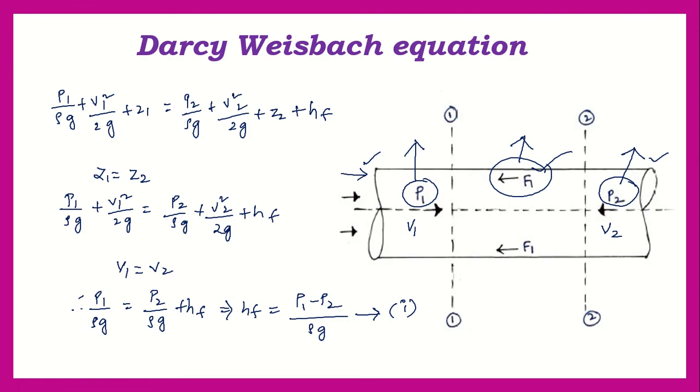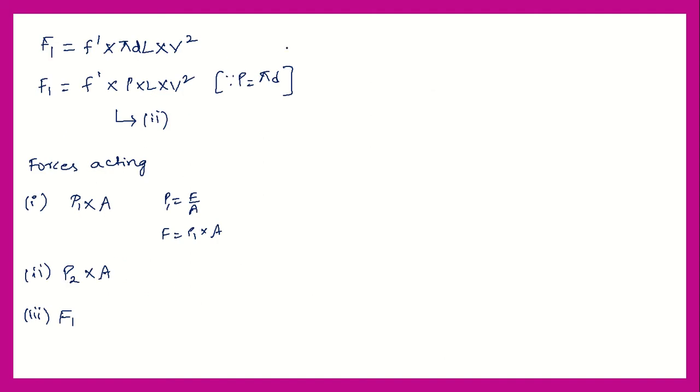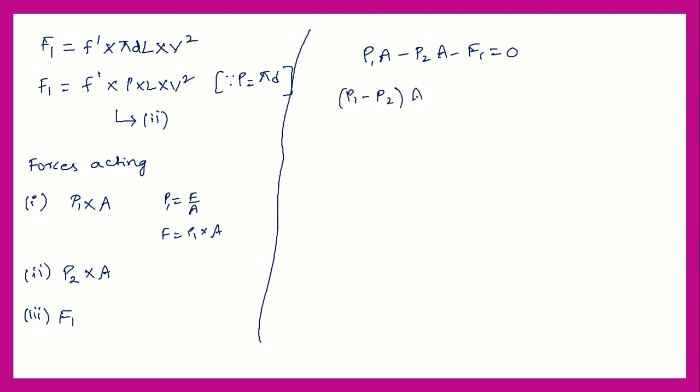Now we will apply the equilibrium concept for these three. You can see in the figure, P1 is moving towards the right, F1 is moving towards the left, and P2 is also moving towards the left. So when we apply equilibrium, summation of all forces equal to 0, we take right side forces to be positive and left side forces to be negative. So finally our equation turns out to be P1 into A, because P1 is moving in the right hand direction, minus P2 into A minus F1 is equal to 0. From here I can take P1 and P2 common, into A, minus F1 equals 0.